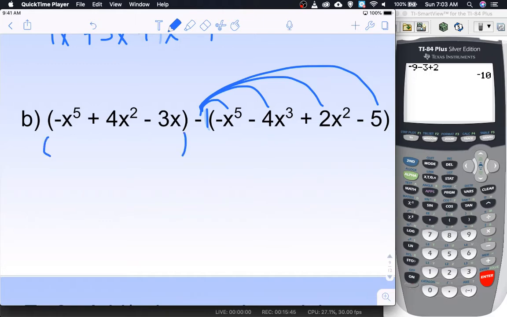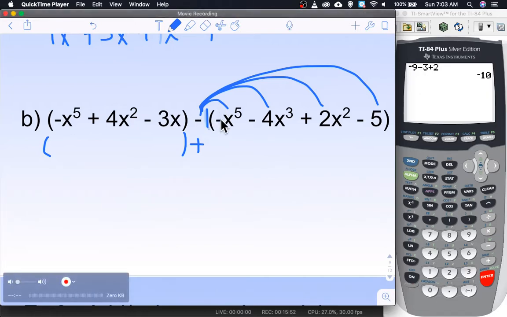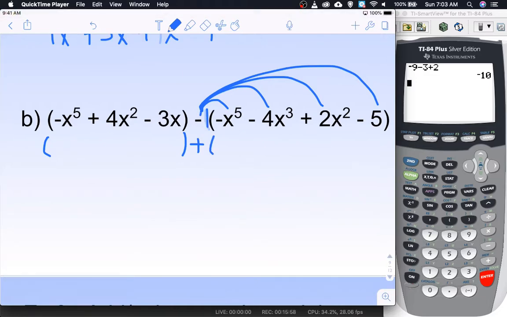So the first one stays the same. I'm not even going to rewrite it. Plus, and then it changes the sign of every number in the second set of parentheses, because when you multiply by -1, it just changes the sign. So now this becomes a positive x to the fifth, a positive 4x cubed, a -2x squared, a positive 5. And now we can combine terms like we just did in the previous problem.